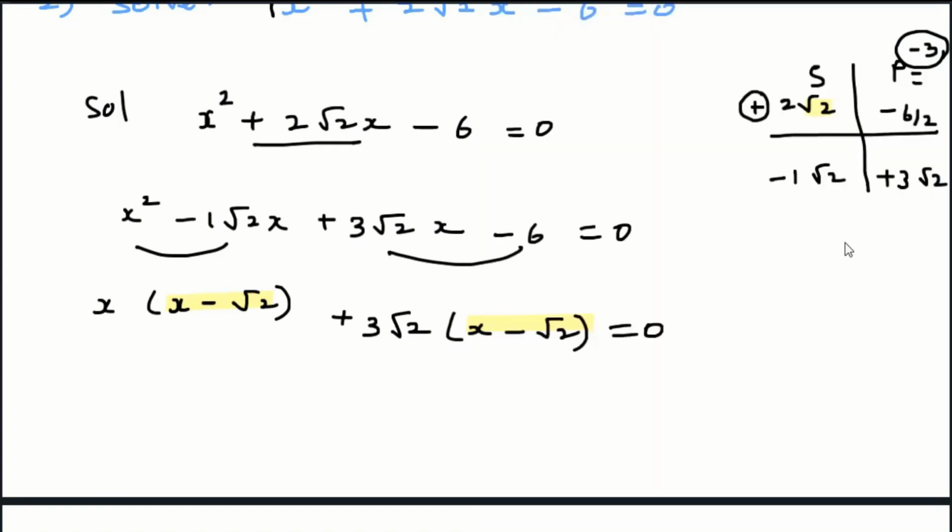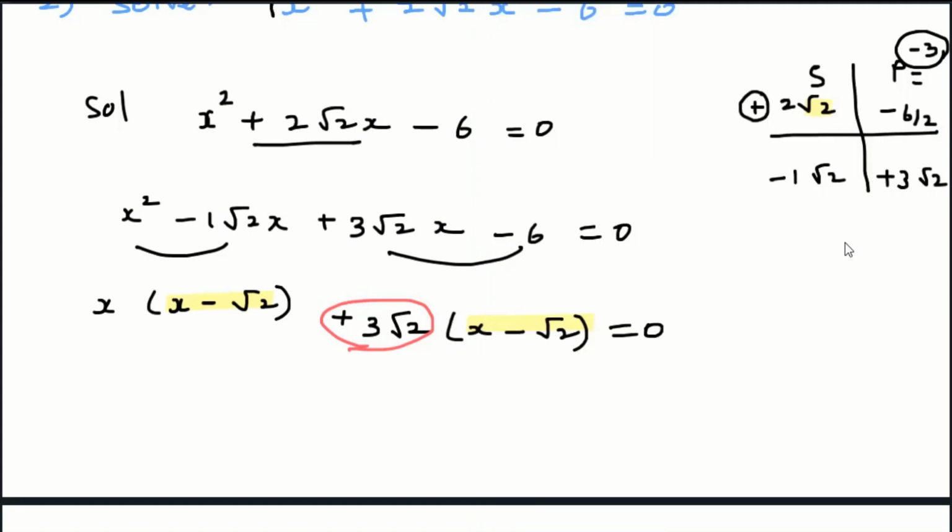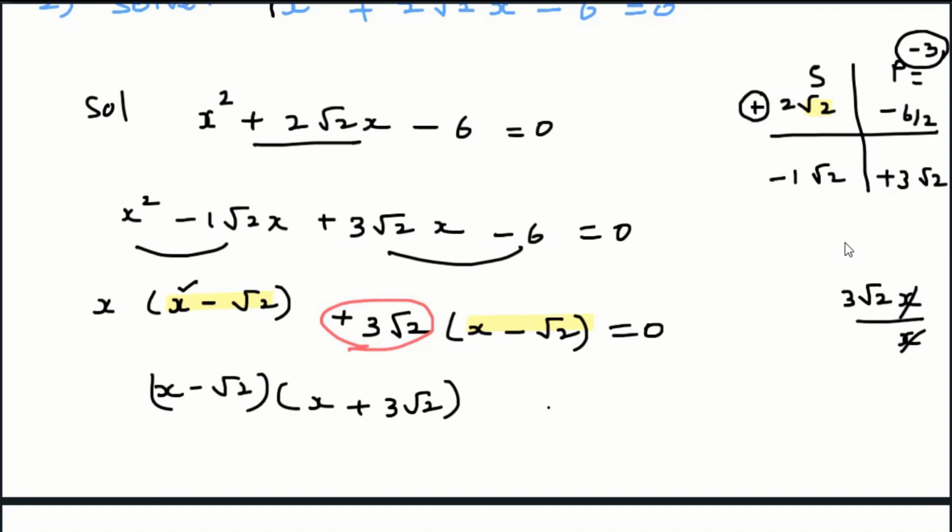So if you don't know what to pull out, you can obviously have your choice. See, I have taken 3 root 2 as common. If you don't know how to write whatever is common, what you can do is, what is the first term here? 3 root 2x. But what I want here inside the bracket? x. So divide by x. So 3 root 2 is to be taken out. That is how you should proceed. Okay. So now again x minus root 2 is common in both.